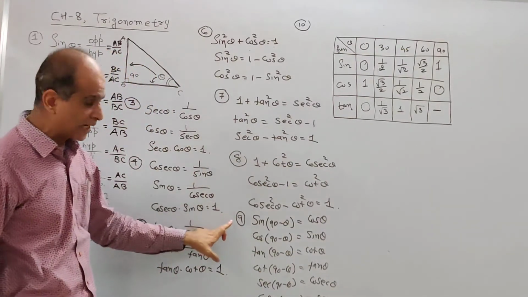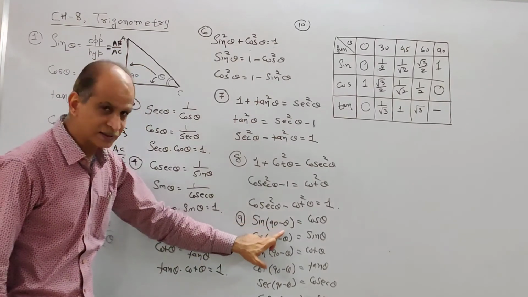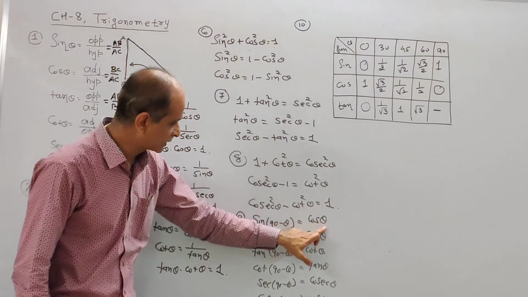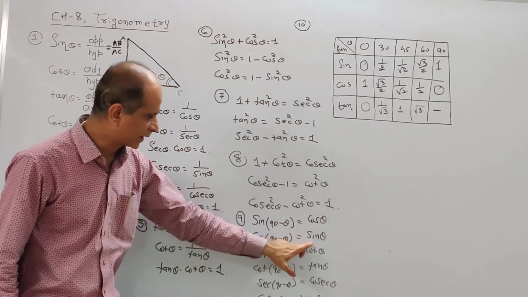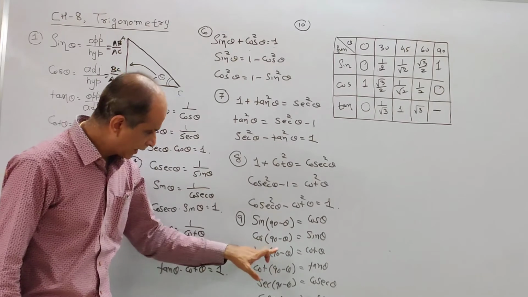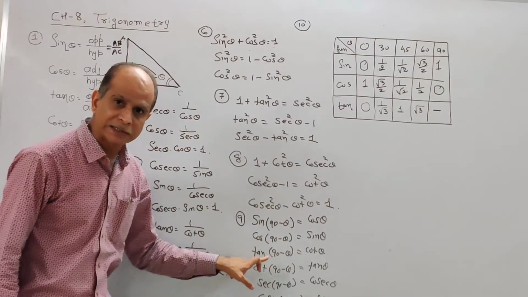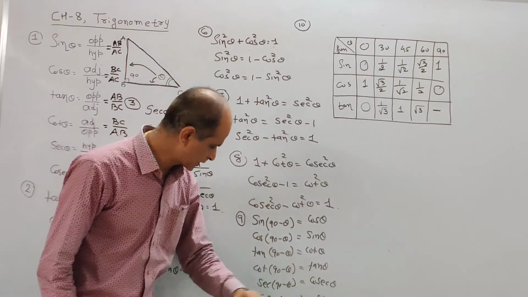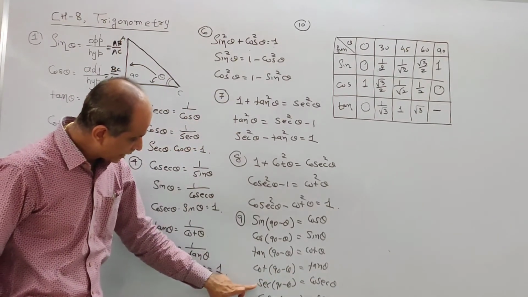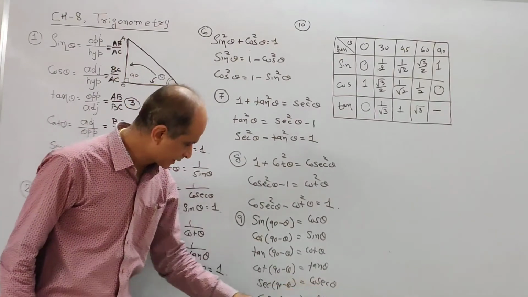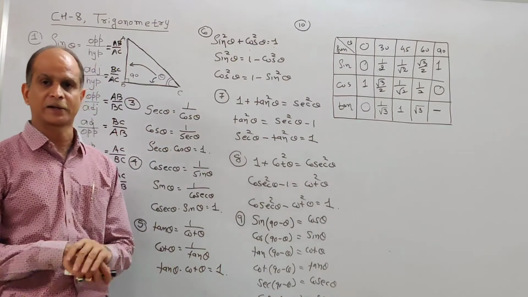Now the formula set number 9. Sin 90 minus theta is equal to cos theta. Cos 90 minus theta is equal to sin theta. Similarly, tan 90 minus theta is equal to cot theta, and cot 90 minus theta is equal to tan theta. And sec 90 minus theta is equal to cosec theta, and cosec 90 minus theta is equal to sec theta.